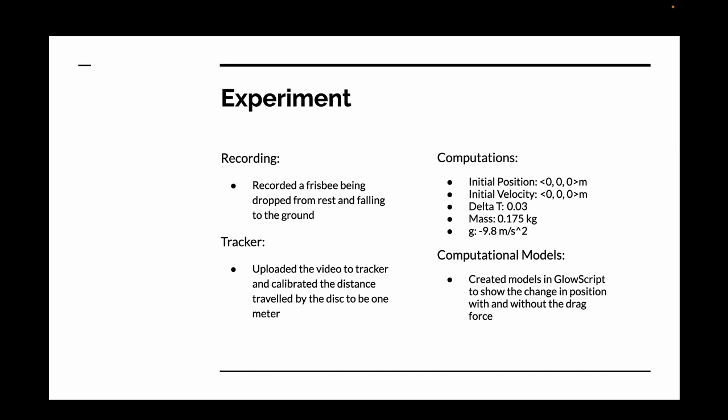For the experiment, there is first a recording, which was a frisbee being dropped from rest and falling to the ground. Then this video was uploaded to Tracker, and the calibrated distance traveled by the disc was 1 meter. Computations and initial values are the initial position being 0, 0, 0, the initial velocity being 0, 0, 0, delta t being 0.03, the mass of the disk being 0.175 kilograms, and the acceleration of gravity, small g, being negative 9.8 meters per second squared.